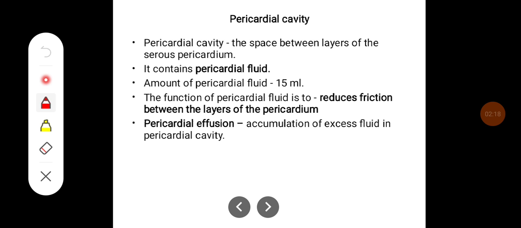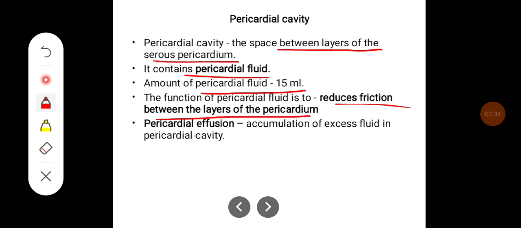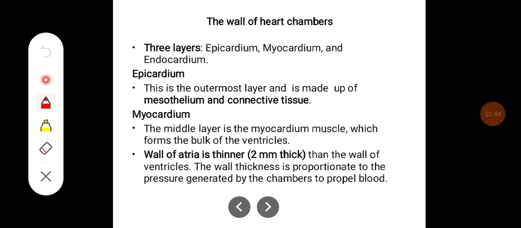Pericardial cavity is the space between 2 layers of the serous pericardium. It contains pericardial fluid. The amount of pericardial fluid is 15 ml. The function of pericardial fluid is to reduce friction between the layers of the pericardium. Pericardial effusion is a condition where there is accumulation of excess fluid in the pericardial cavity.